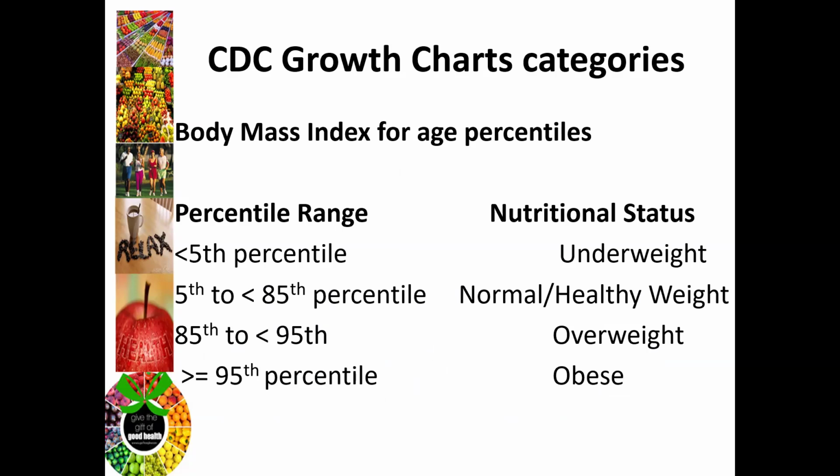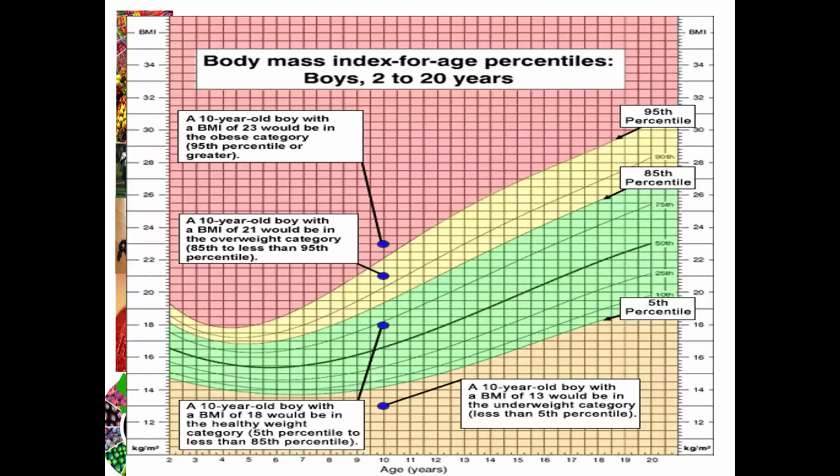So for the CDC growth charts, even though the indices are different, instead of weight and height, we use body mass index and age. Body mass index and age. But the range is the same. So children who have the body mass index for age below 5th percentile are regarded as underweight, 5th to 85th normal or healthy weight, 85th to 95th overweight, and greater than 95th obese.